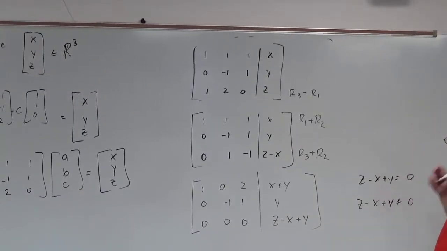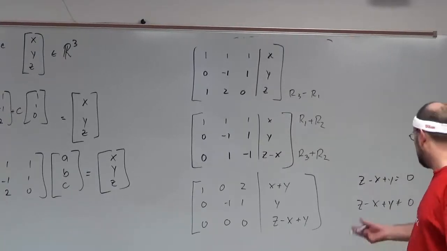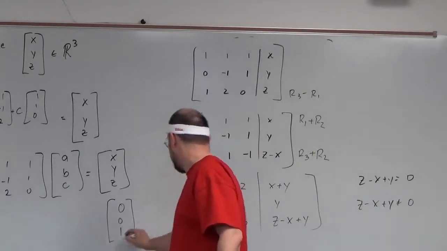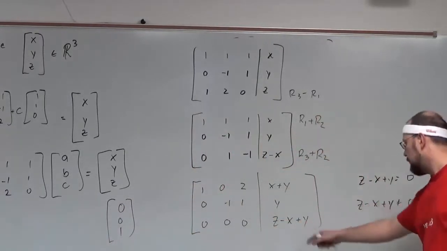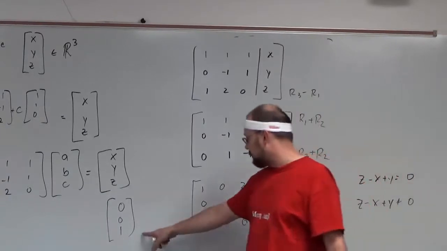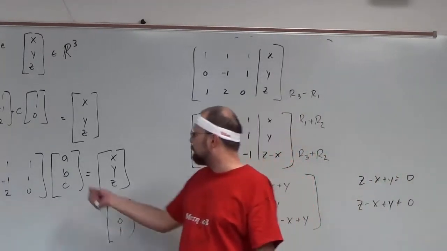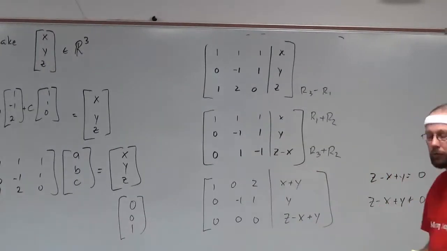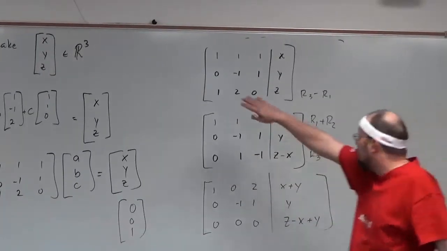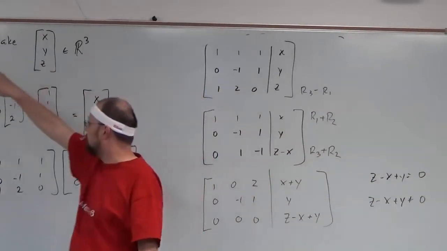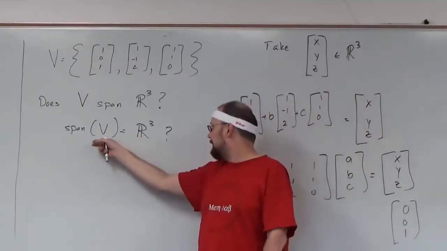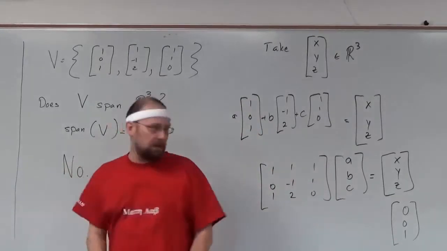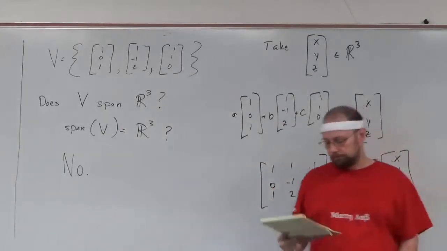It's possible. For example, the vector 0, 0, 1. Z would be equal to 1, and then we have no solutions. So this vector in R3 cannot be expressed as a linear combination of the three vectors because we have no solutions for the coefficients. So since not all vectors in R3 can be expressed as a linear combination, this set does not span all of R3. So the answer is no, because there are some cases where we have no solution for the coefficients.